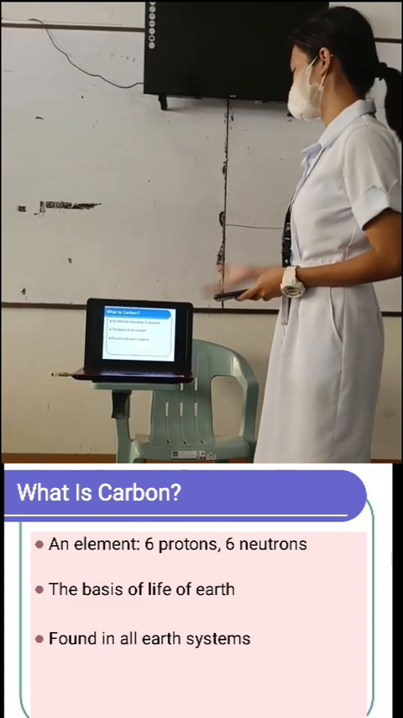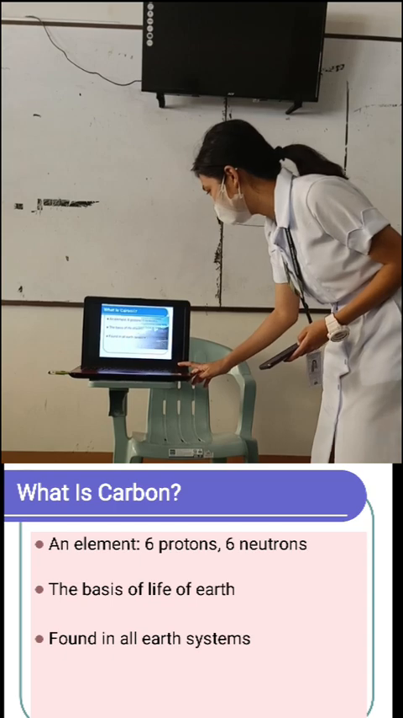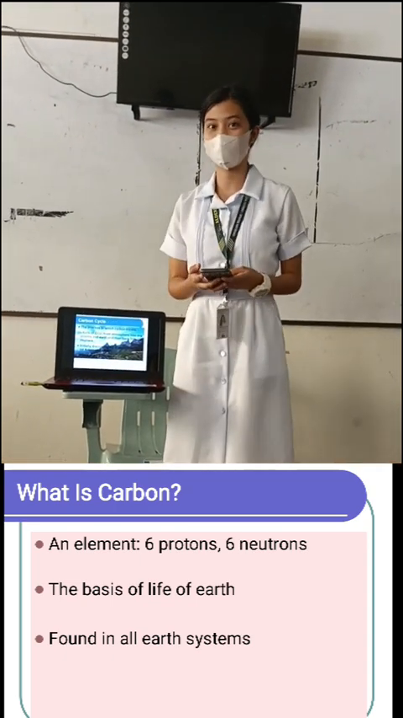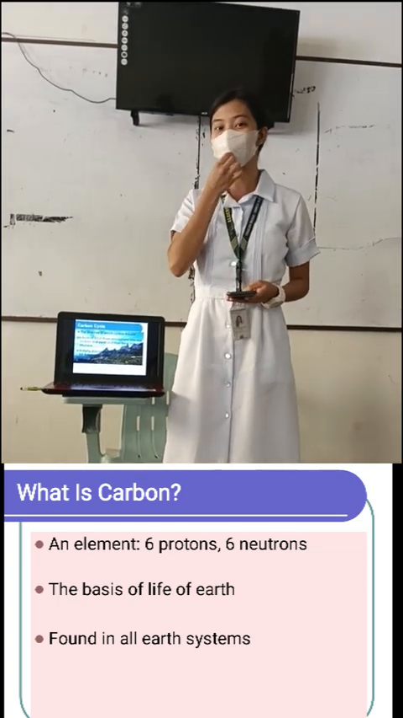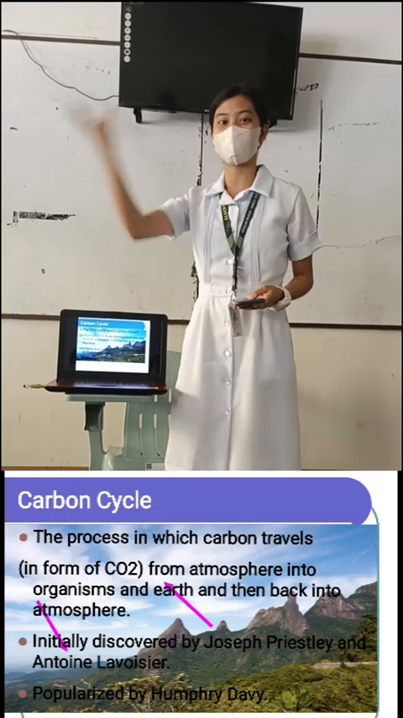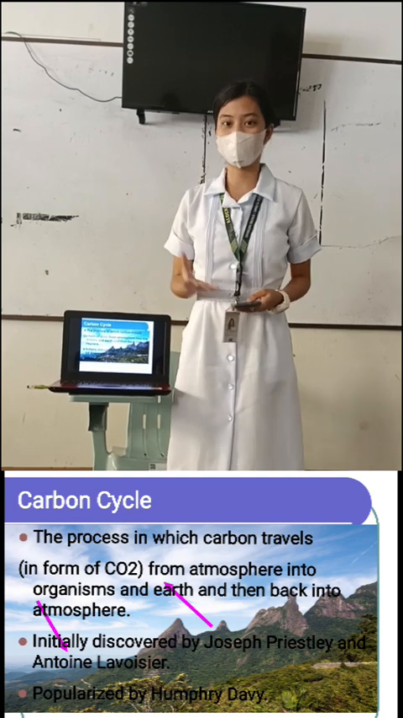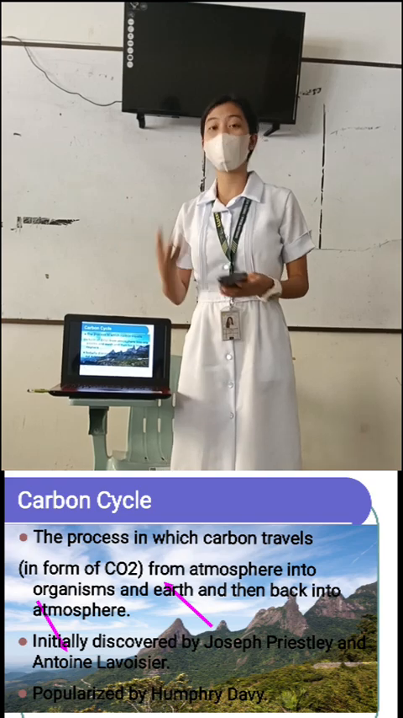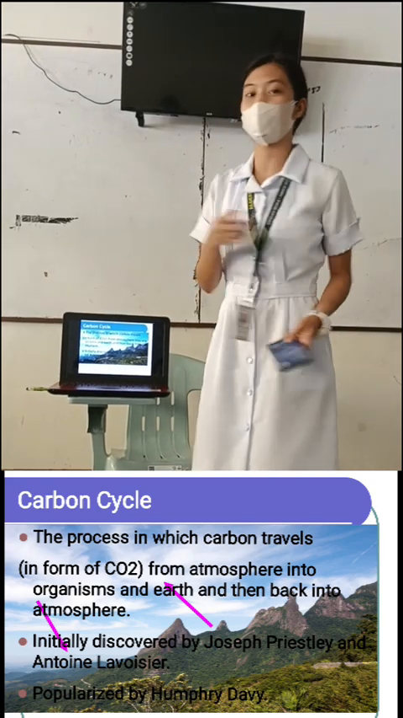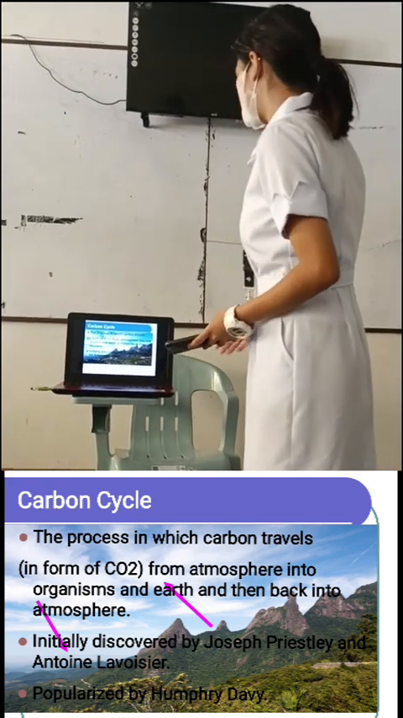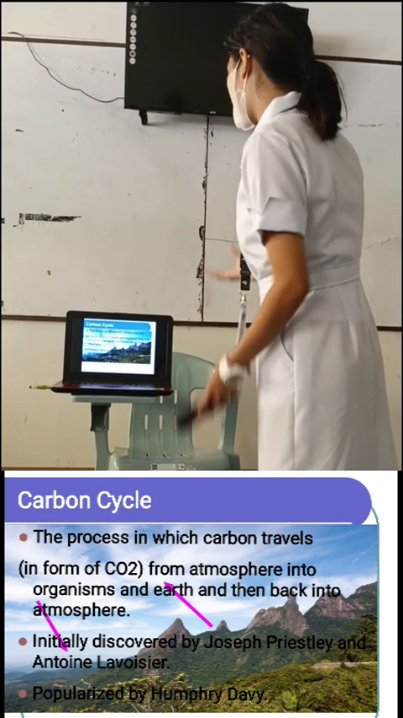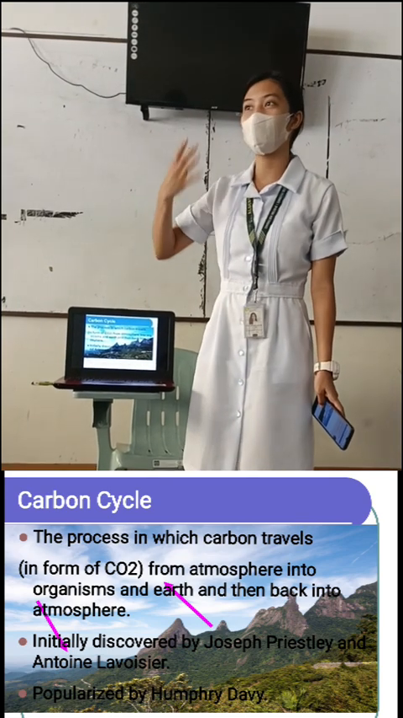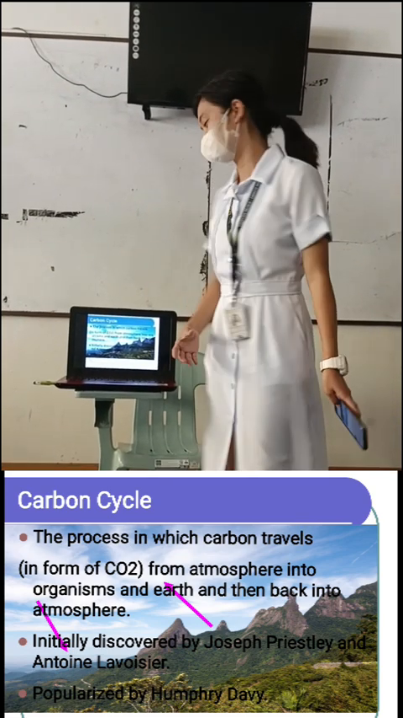Earth and found in all Earth existence. So the carbon cycle is the process in which carbon travels. So yung carbon po is yung hangin na nagta-travel in our atmosphere. So pag sinabi natin atmosphere is yung kalawakan natin. And also in form of CO2, which means carbon dioxide, from the atmosphere into organisms in Earth and then back into the atmosphere. So yun yung sinabi ko kanina, yung kalawakan yung carbon, which is the atmosphere.